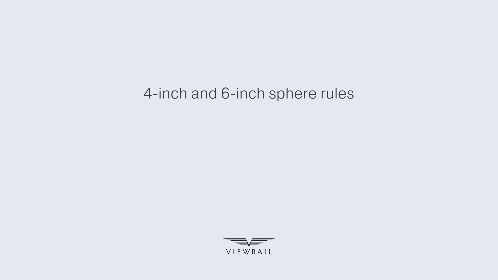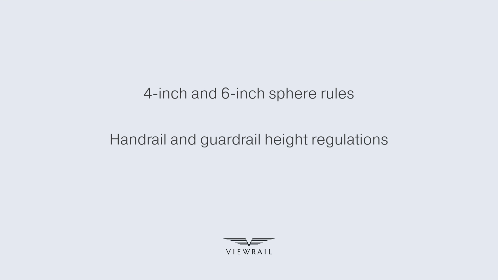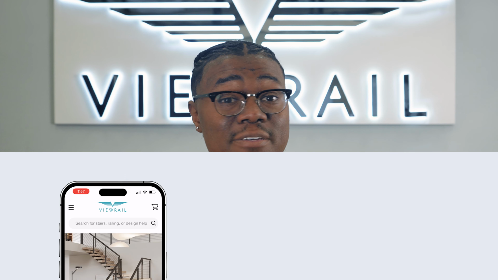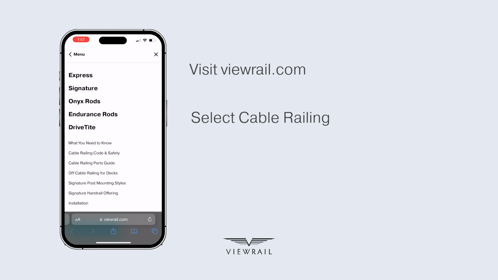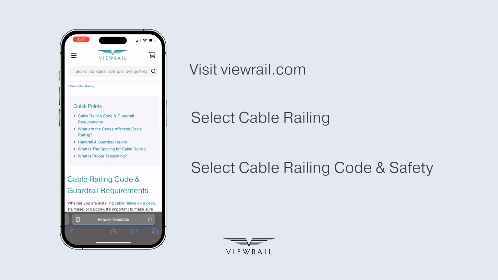Express railing is engineered to exceed code requirements, including 3 main codes: the 4-inch and 6-inch sphere rules, handrail and guardrail height regulations, and force and load requirements. For a more detailed explanation, visit Viewrail.com, find the Cable Railing tab, then select Cable Railing Code and Safety.